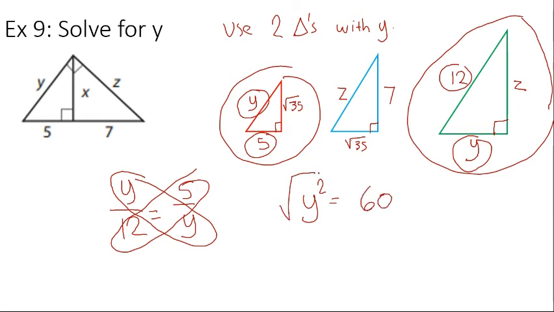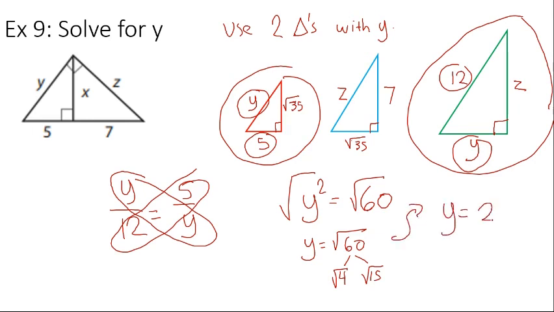Now I just take the square root of both sides. So y equals square root of 60. Or 60, I could break it down by 4 and 15. So that means my y right here is equal to 2 times the square root of 15. Okay, so we're done with today's notes.